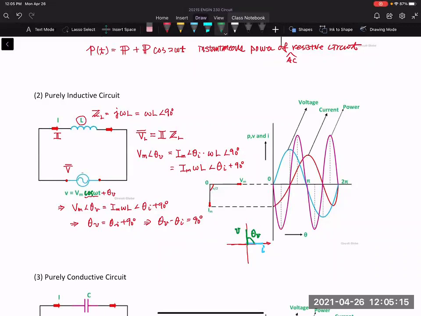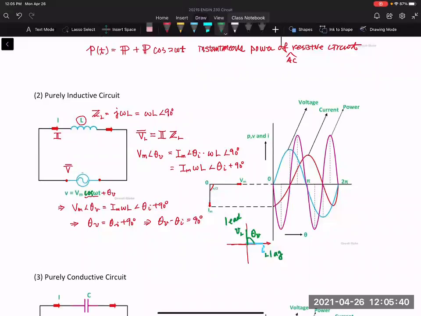Now, which one is the lead? Well, the one that goes forward in the counterclockwise direction is going to be the lead. So this one leads and this one lags. So V sub L is going to lead the I sub L by looking at it this way.